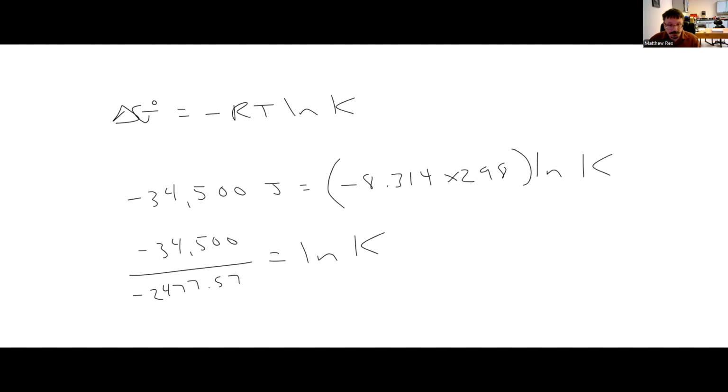So I've got 13.925 equals ln K. So then just take e to both sides, and I get 1.12 times 10 to the 6. Yep, answer A.